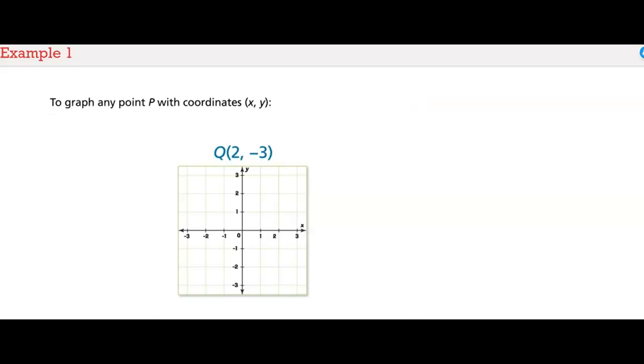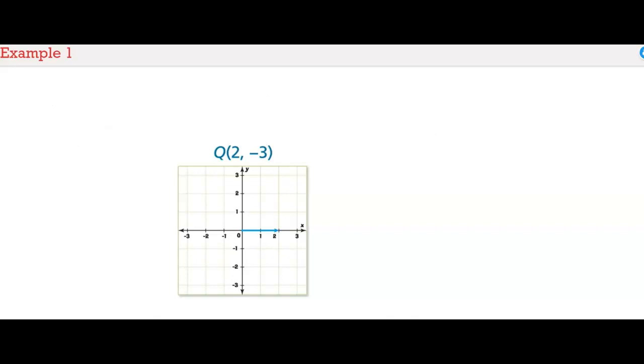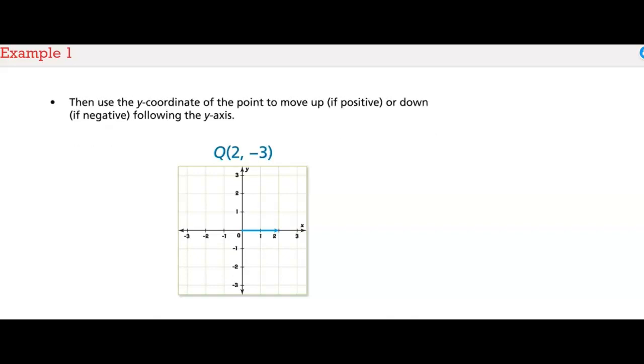To graph any point P with coordinates x, y, start at the origin (0, 0). Use the x-coordinate to move right if positive or left if negative along the x-axis. Then use the y-coordinate of the point to move up if positive or down if negative following the y-axis. Draw a point on the coordinate plane and label the point.